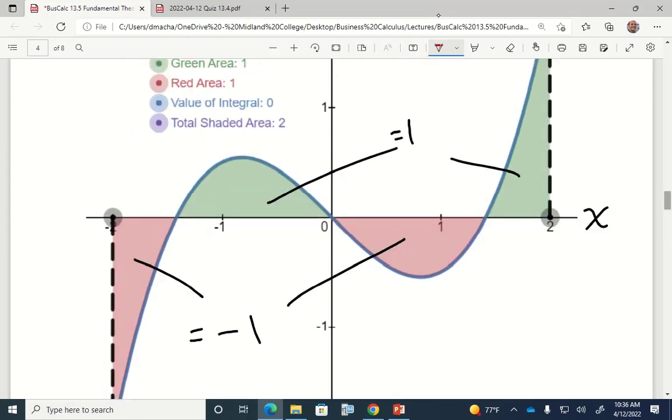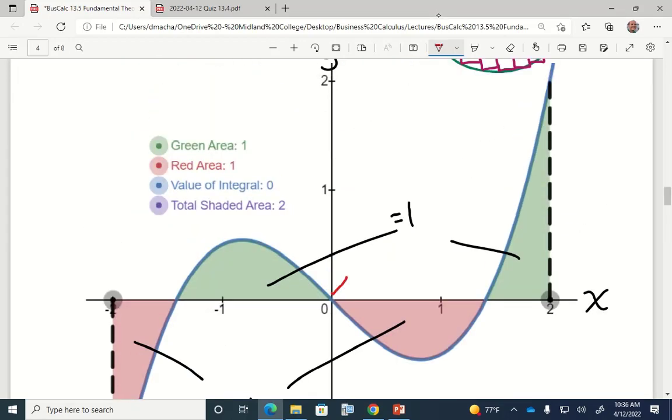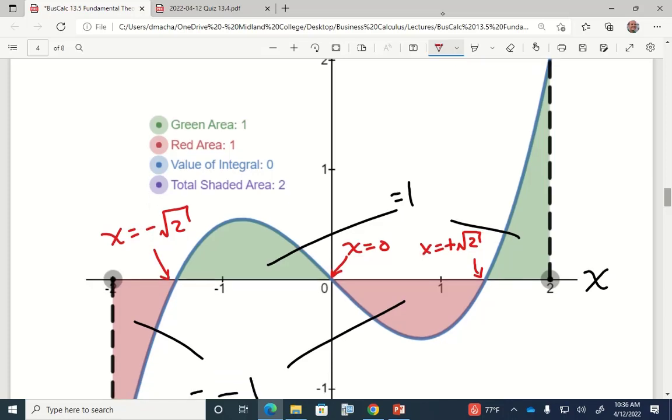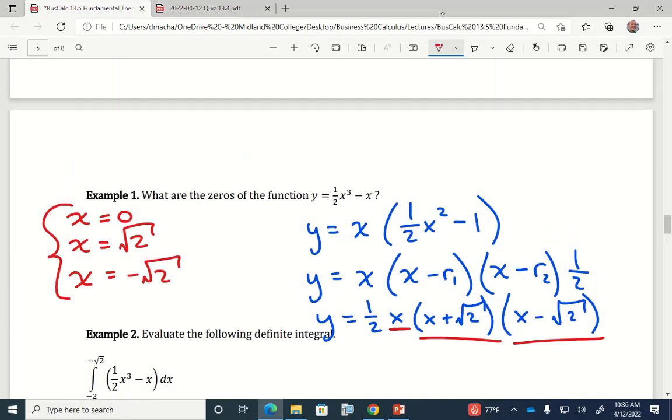So the zeros of my function are at 0, negative square root 2, and positive square root 2. And since this is the same function, you can see I have my function crossing the axis at x equals 0, at x equals positive square root 2, and over here at x equals negative square root 2, right? So those are the zeros of my function, both graphically and using algebra if you don't have a graph.